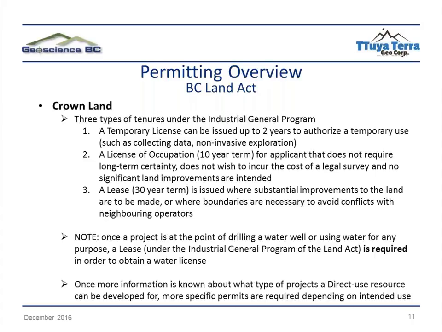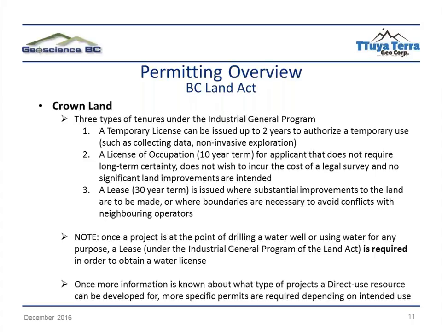Then the next stage is a license of occupation. So once you've identified that there is potential and you'd like to continue work in the area, you can apply for this type of license, which gives you a 10-year term. And what this does is that it allows you to have a longer term to continue exploration, but it does not require long-term certainty in terms of the project development. And so if you don't want to incur the cost of a legal survey and no significant land use improvements are intended yet, this license will do.